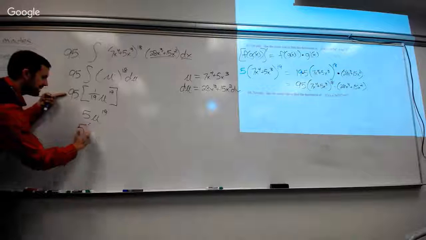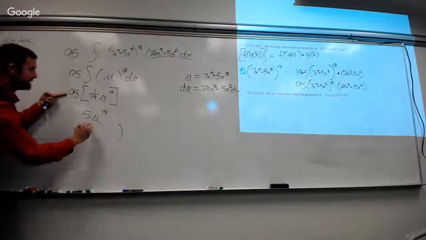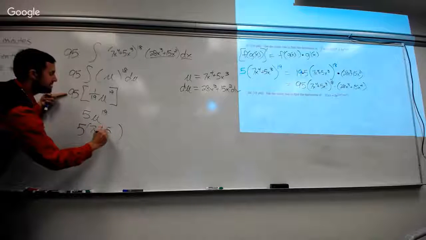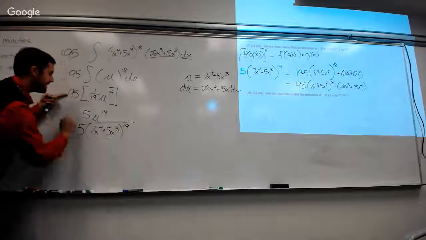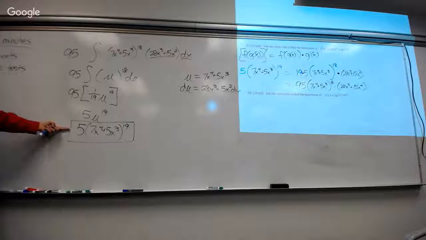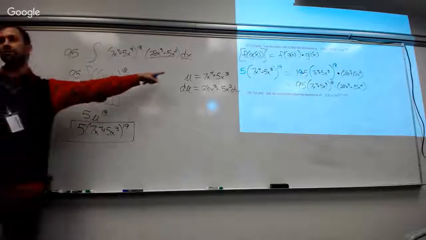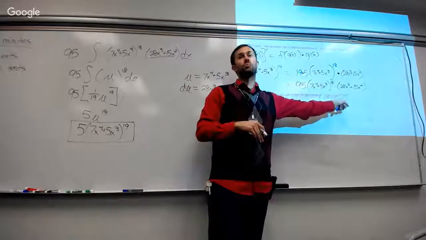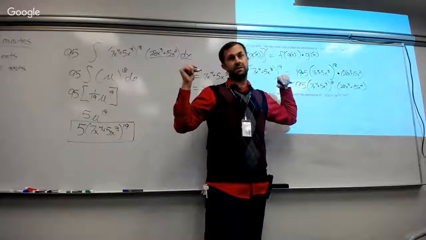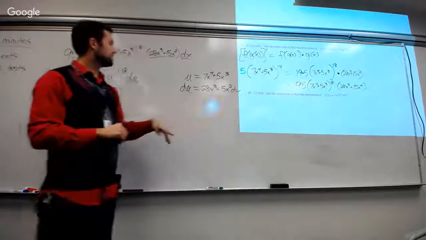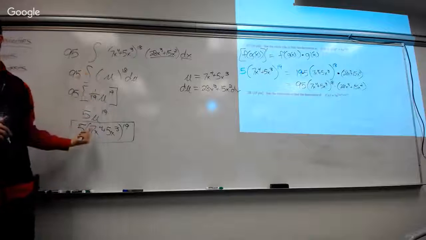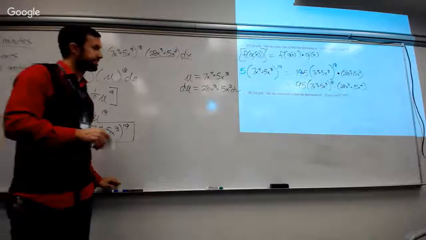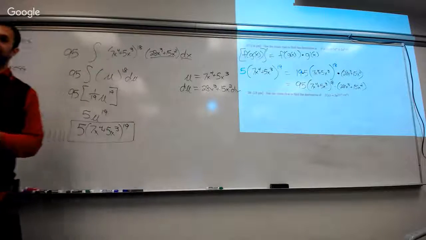And what is u again? 7x to the 4th plus 5x cubed, to the 19th. Is that the original problem? 5 times (7x to the 4th plus 5x cubed) to the 19th? That is the original problem. So what is u substitution? It's running the chain rule backwards. Somebody asks you, what's u substitution? U substitution is doing the chain rule backwards. And that's u substitution.